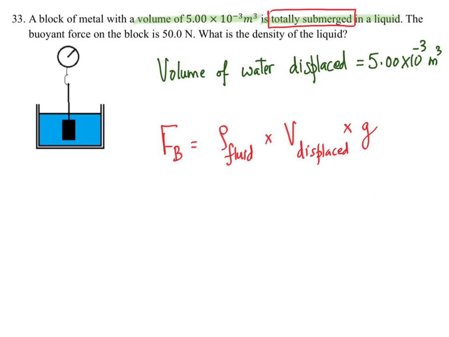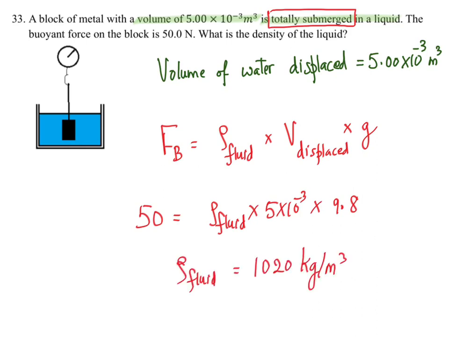And the buoyant force is given to us, 50 Newton. We know the formula for buoyant force: rho of fluid times volume of water or liquid displaced multiplied by g. We just substitute the numbers which we have and we calculate the density of the fluid or density of the liquid, which comes out as 1020 kg per meter cube. Do not forget the unit, kg per meter cube.